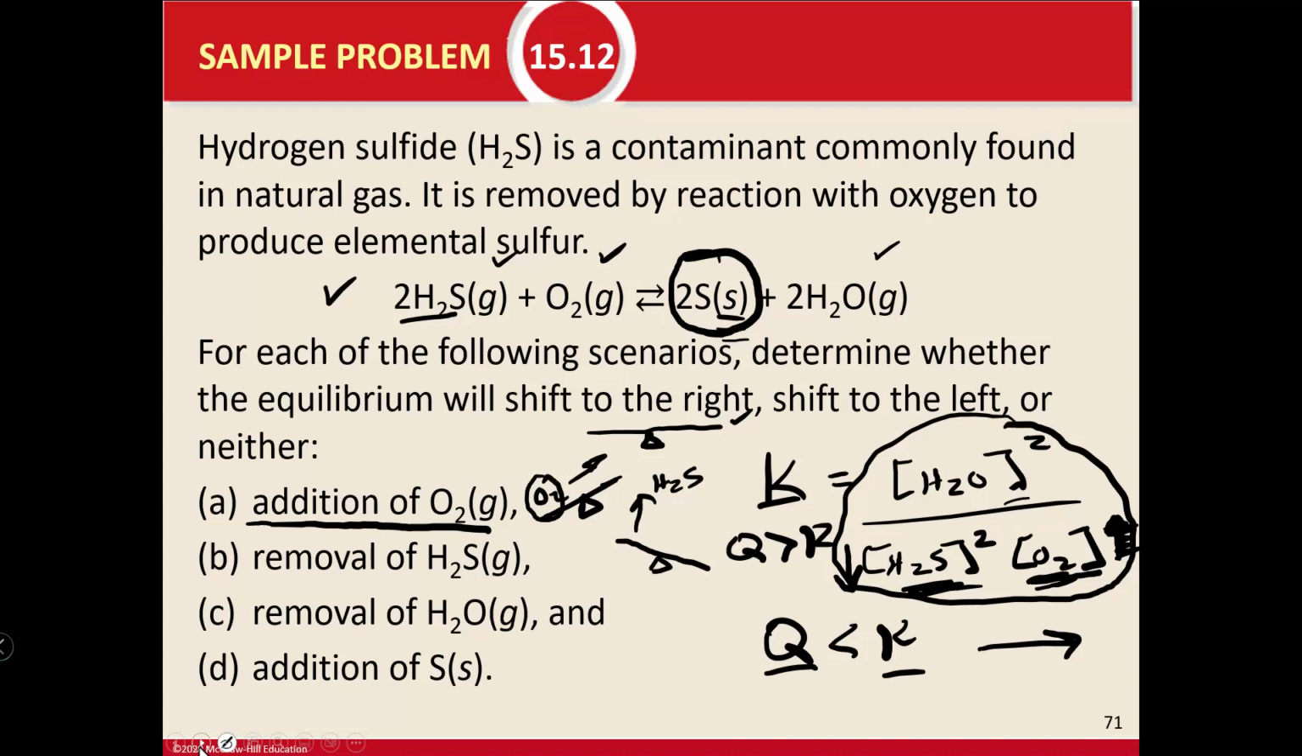You remove the hydrogen sulfide, and so the hydrogen sulfide concentration decreases. That's why I got the arrow pointing down. And overall, this gets smaller, which makes the overall ratio get larger, and that's why Q is greater than K. So Q greater than K, the reaction has to shift to the left. Some of the mass on the product side has to get back over to the reactant side to get back to balance. So that's what's going on with B.